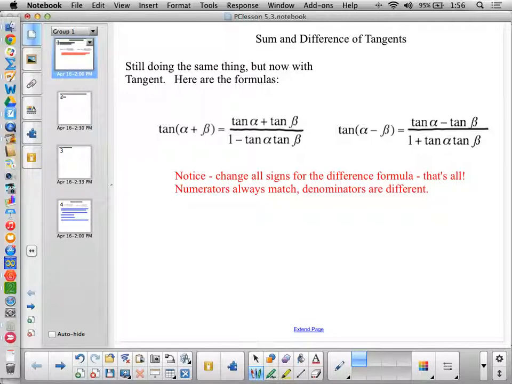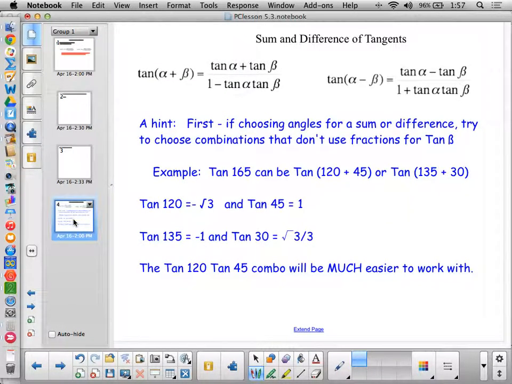So knowing the formulas is key. Once we have them, everything pretty much works the same way we did before. The only thing we have to be careful about with the tangent formula is it is a little bit extra work when we're dealing with identity angles. We have to be careful in certain circumstances. If you're choosing angles for a sum or difference identity, try to choose combinations that don't use fractions for the tangent of alpha or beta.